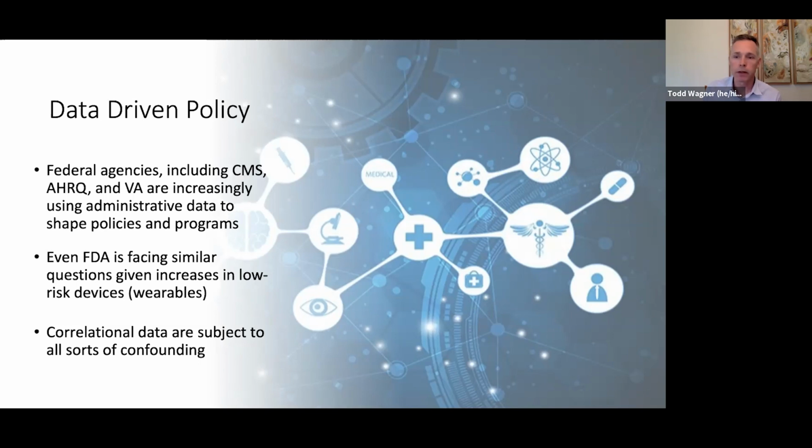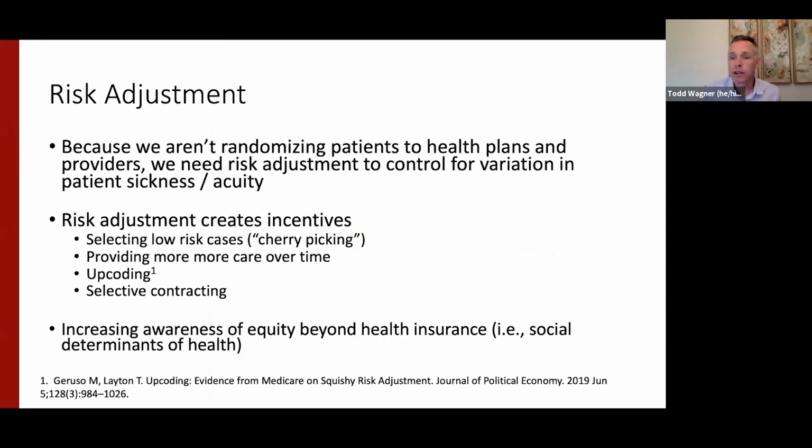But once you use administrative data, these are data that are collected for other programs, billing, tracking. We have to deal with this issue of correlational confounding that happens. And so we want to use risk adjustment to control for the implicit acuity of patients that may differ in different groups. And this happens because we can't randomize people. People are naturally sorting between health plans and providers, and we need risk adjustment to control for this implicit variation.